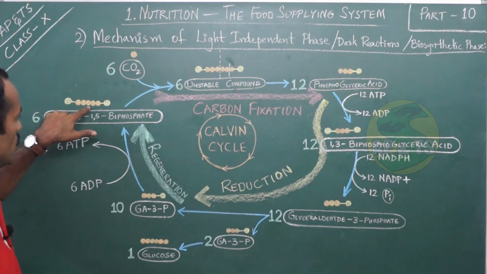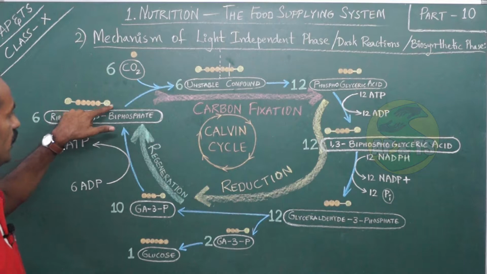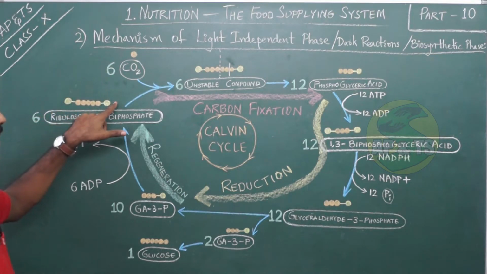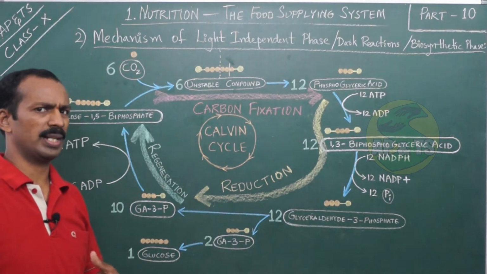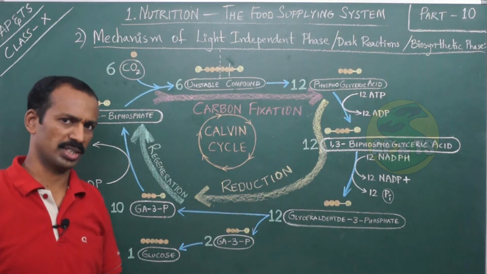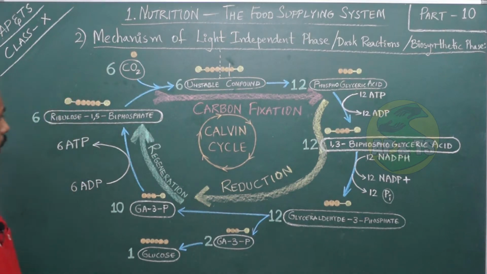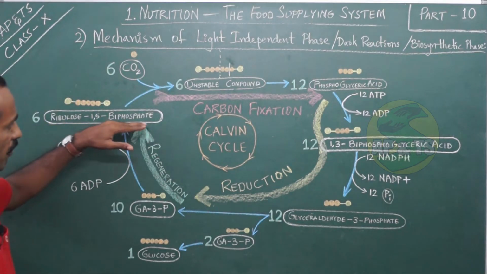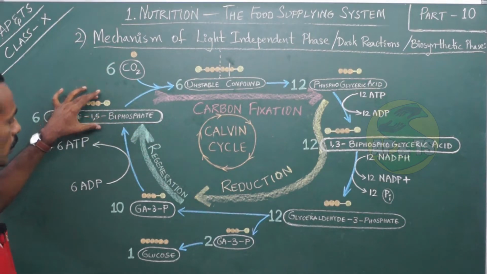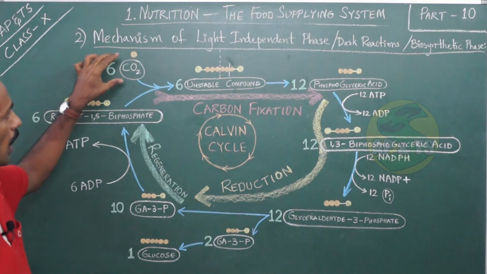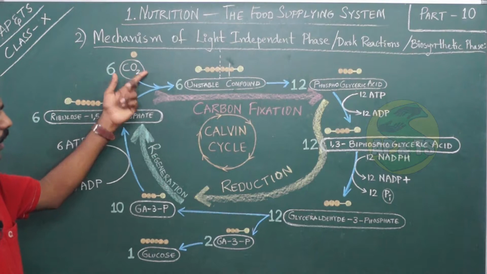Here 1, 2, 3, 4, 5 carbons, no children? First carbon and fifth carbon. The phosphates are attached. So two phosphates are attached. So this you know very clearly in chemistry subject. Okay, I am not going into the depth. Okay children? Right. So ribulose 1,5 biphosphate is one substance. To this substance, carbon dioxide molecule is added. How many carbons are there in carbon dioxide?